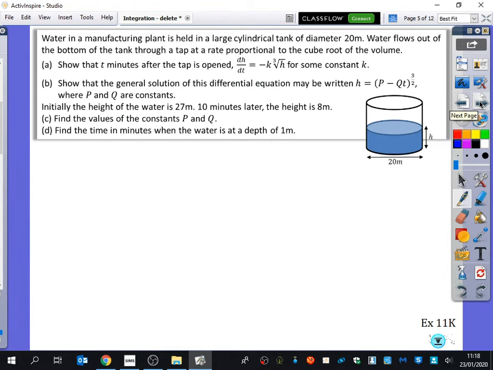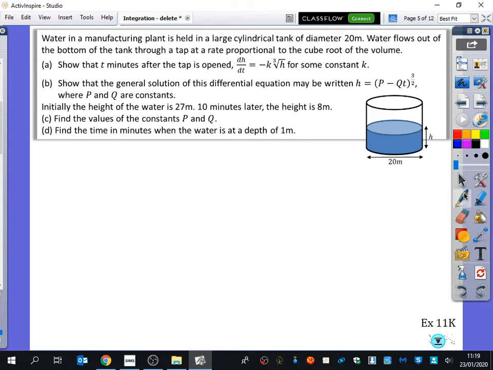We're now going to have a look at a big question, and this is one that I really need your concentration. Across our whole morning of work, if there's ever a time to be concentrating fully, this is the time. So it says, water in a manufacturing plant is held in a large cylindrical tank of diameter 20 meters. Water flows out of the bottom of the tank through a tap at a rate proportional to the cube root of the volume. Show that t minutes after the tap is opened, dh/dt is equal to minus k cube root of h for some constant k.